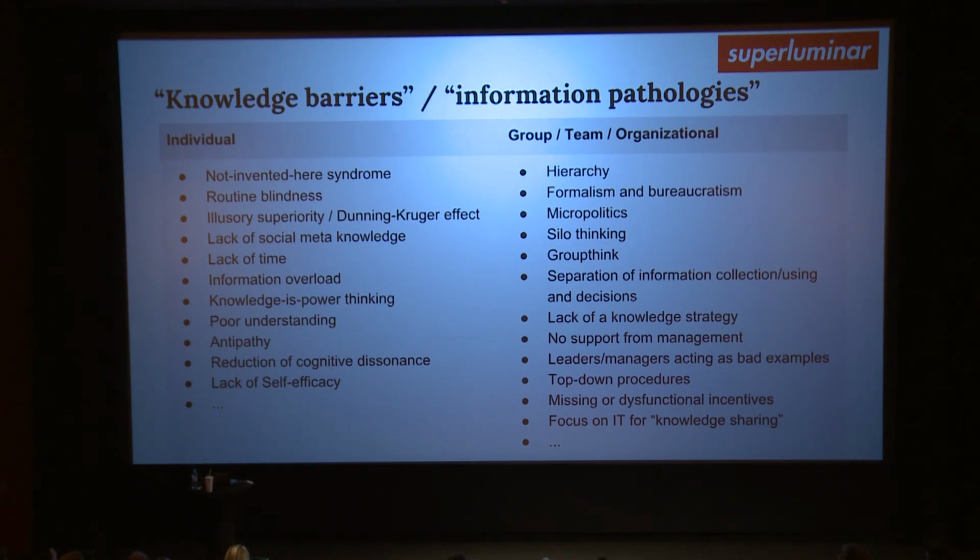So what we could see here, so for example, there's not invented here, there's routine blindness, or what we call in Germany Betriebsblindheit, Dunning-Kruger effect. Who has heard of this one? A few ones, that's great. So Dunning-Kruger effect says that incompetent people are too incompetent to see their own incompetence. Okay, so there's much stuff going on here.